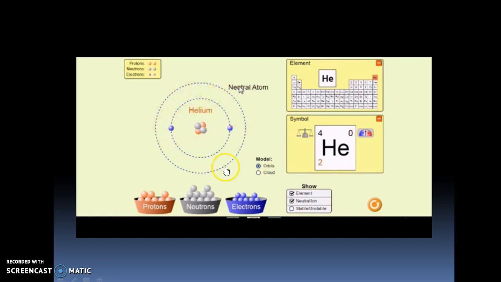So I have done the distribution of the electrons in main energy level number 1. Okay. Element He, helium with atomic number 2 and atomic weight 4. So it has 2 neutrons only.